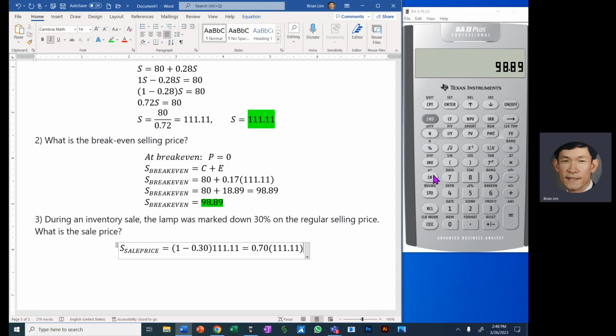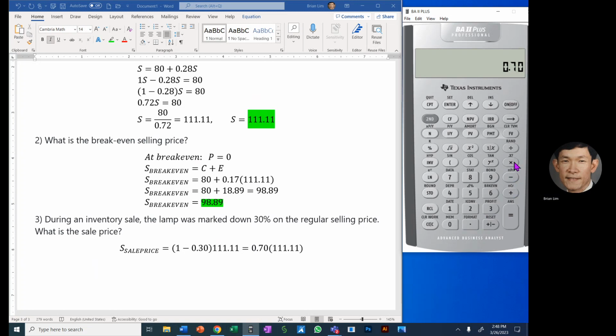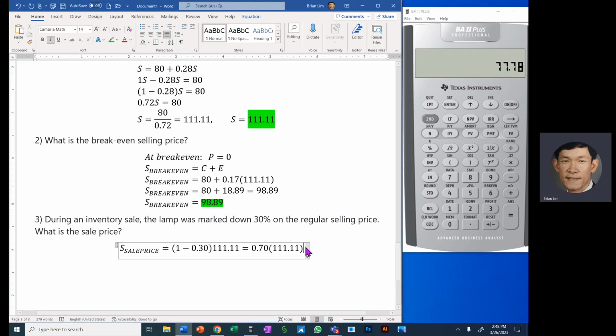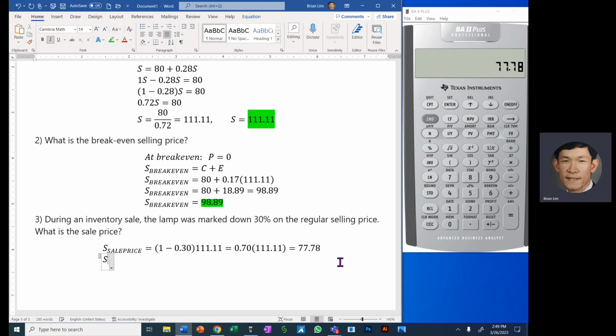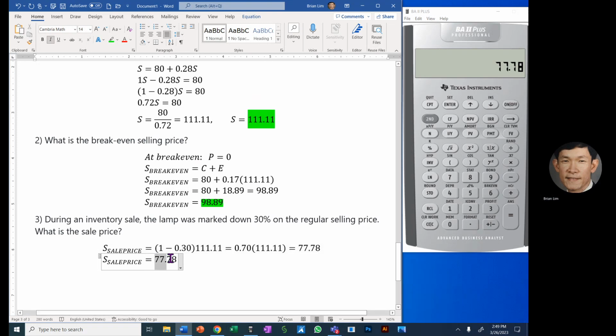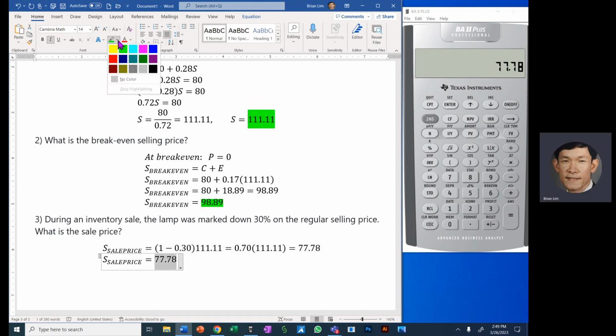111.11. Right, so let's do that. 1 minus 0.3 equals, times 111.11. Okay, so the answer is 77.78. We could say that the sale price is equal to 77.78, right? Okay, so that should be the correct answer now.